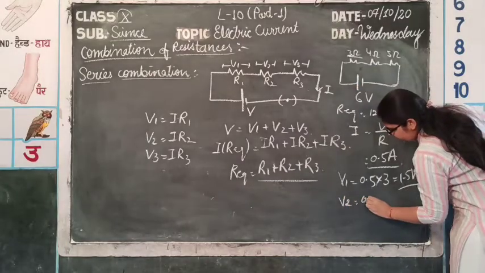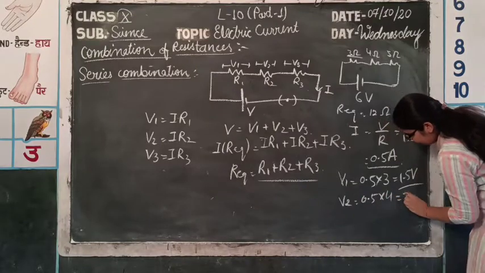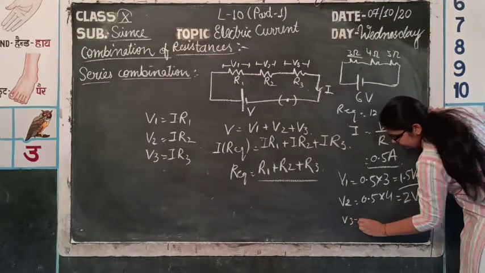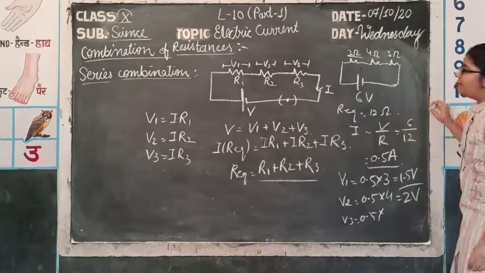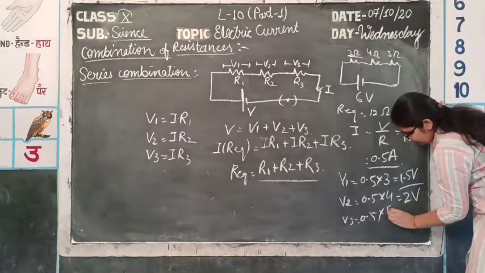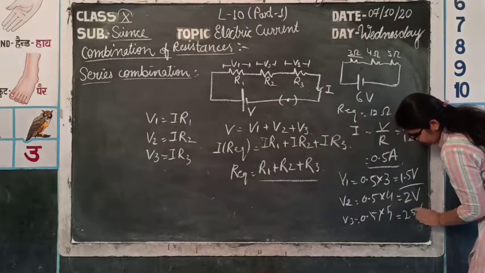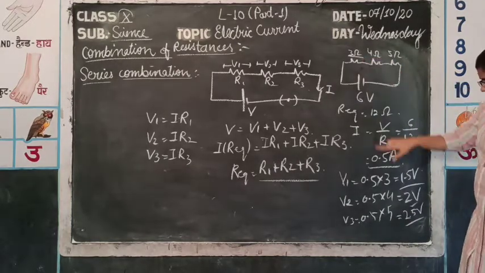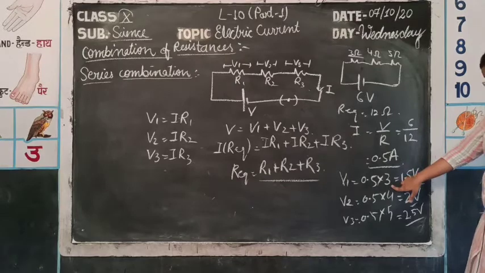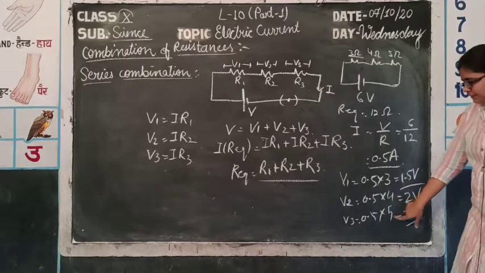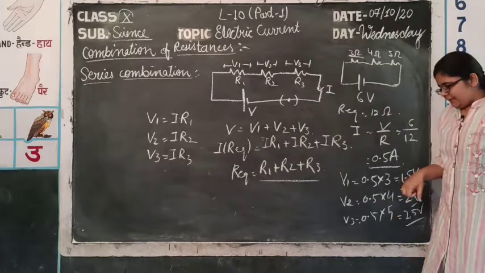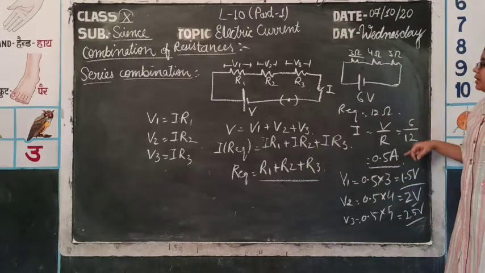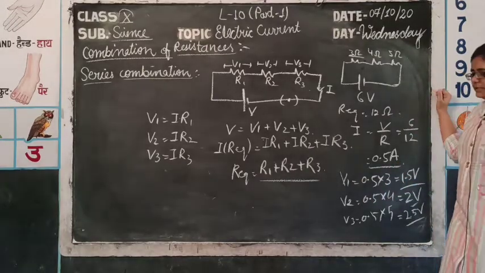V2 is 0.5 multiplied by 4, that is 2 volt, and V3 is 0.5 multiplied by 5, which is 2.5 volt. You can see that the numerical values of resistances are increasing from 3 to 4 and then 5, but the value of current is the same, so the potential differences also increase with the value of resistance.